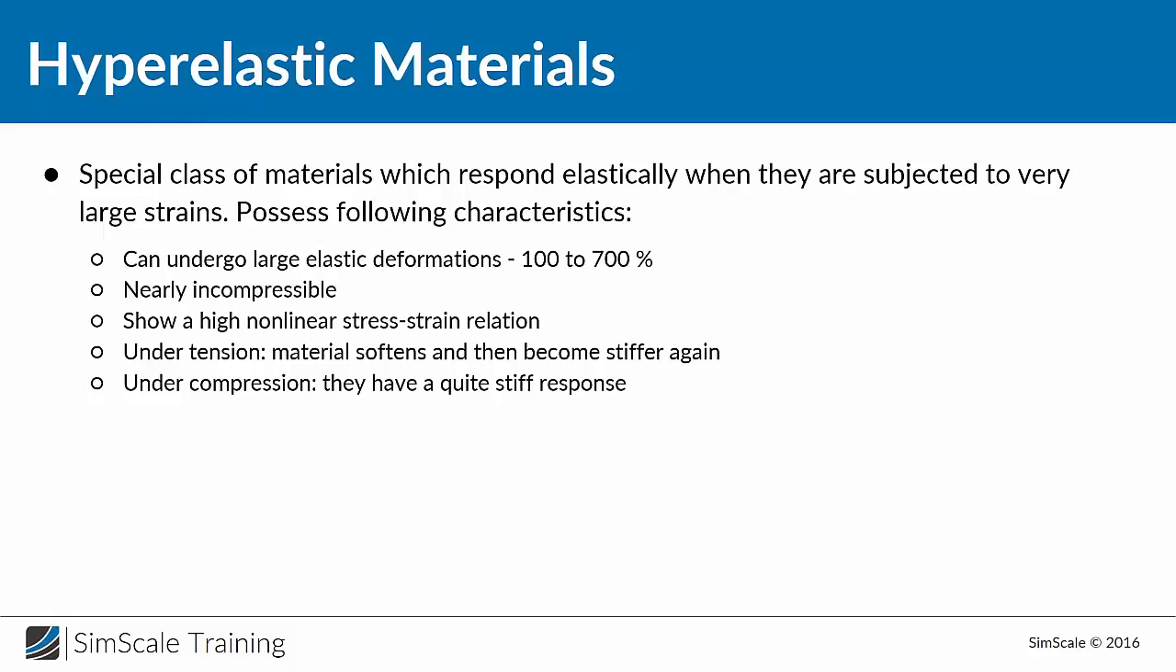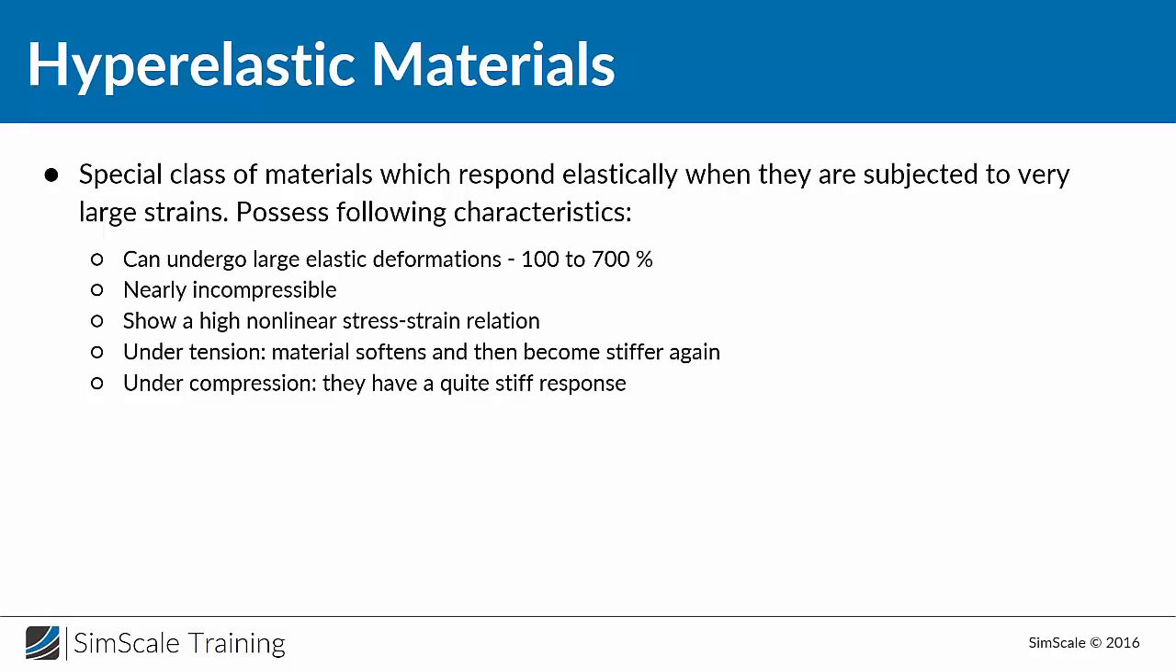Another very important point is that they're nearly incompressible. So you cannot push them together, you can just put a tension load on them. And what is also very important, they are elastic, but they show a highly nonlinear stress strain relation. What does it mean? It means that the graph, and we'll take a look at it in some seconds, is a relation between stress and strain. It's nonlinear, so it's not a straight line but a kind of curve, but it's still elastic in contrast to plastic materials, which means as soon as we remove the load, everything will go back into its initial state.